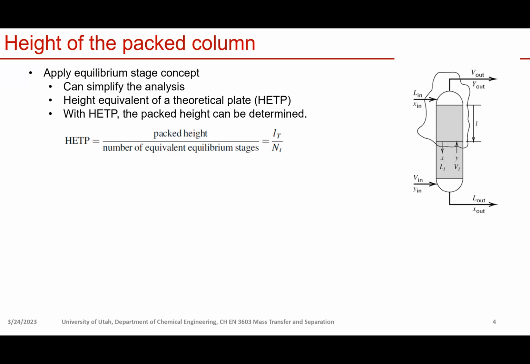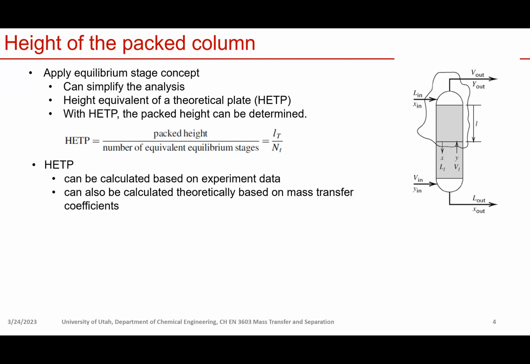Then the equivalent height of that region is called a theoretical plate, and its height is called the height equivalent of a theoretical plate, HETP. And then with HETP, the packed height can be determined by multiplying. HETP is the ratio of the total packed height divided by the number of equivalent equilibrium stages. If you know the HETP, and if you know the number of equivalent equilibrium stages, then you can compute the packed height by just multiplying HETP with NT. Then now the question is just to find out NT and HETP. Then we can find out LT.